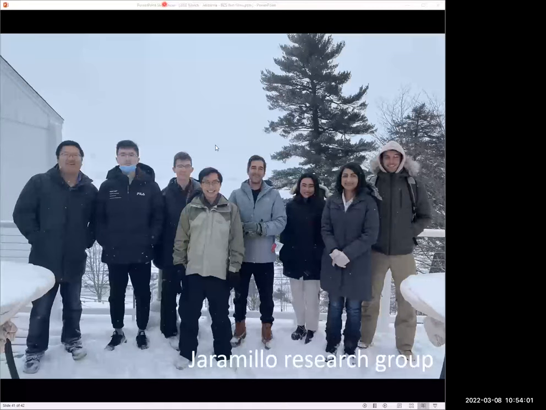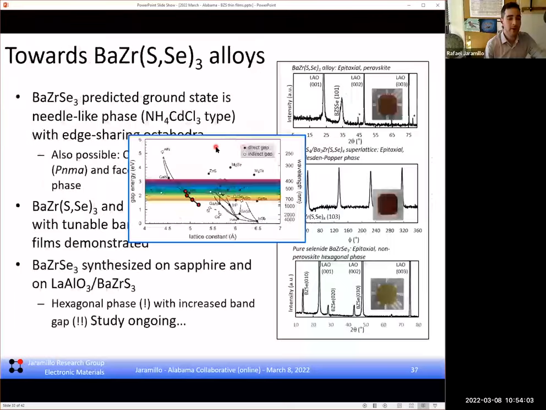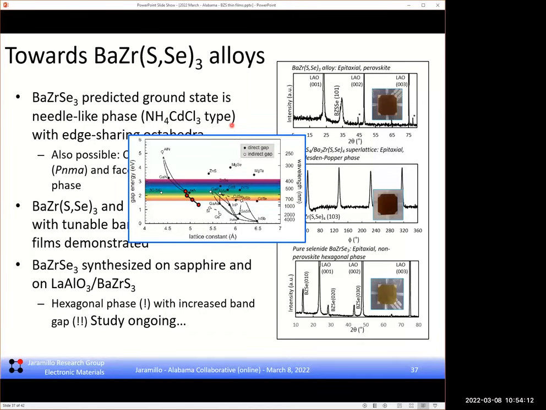So I don't know, because we've only grown on LAO and SLAO. We've grown on sapphire too, but we haven't studied those films a lot. We've grown on LAO and SLAO, and they pretty much look the same. In fact, when you go on SLAO, the S disappears in the chamber. So it's almost like growing on LAO. So we have no difference there.